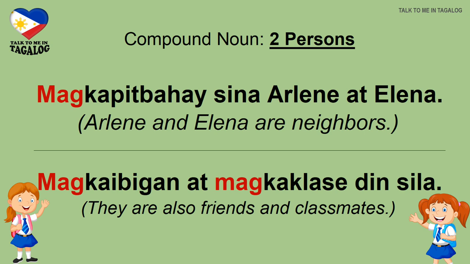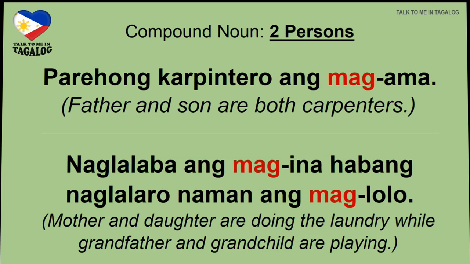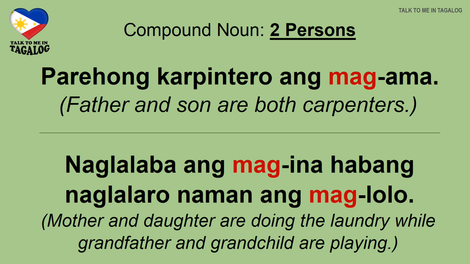Magkaibigan at magkaklase din sila. Magkaibigan means friends, at is and, magkaklase is classmates, din is also, and sila means they. They are also friends and classmates. Parehong karpintero ang mag-ama. Pareho means the same. Karpintero is a carpenter. Parehong karpintero ang mag-ama. Father and son are both carpenters.